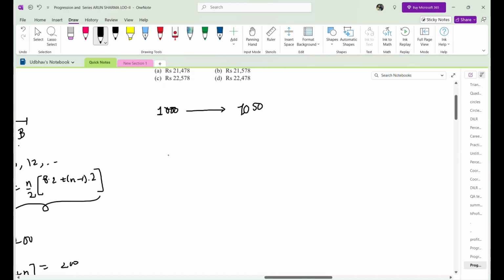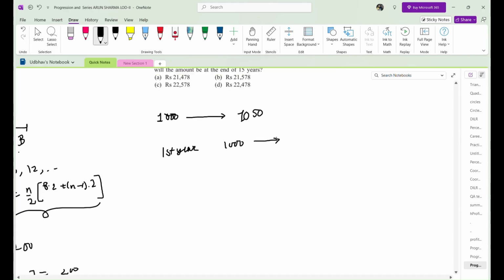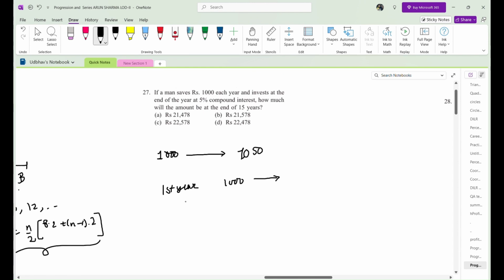So for the first year, if I say you saved 1000 rupees, and the total time you are giving it to grow is 15 years, how many years will you be waiting? You'll be waiting for 14 years, right? So after 14 years, how much will the money grow? Into 1.05 to the power 14.